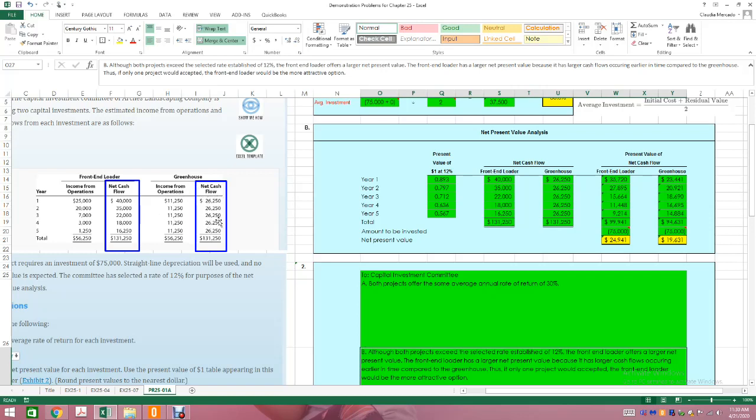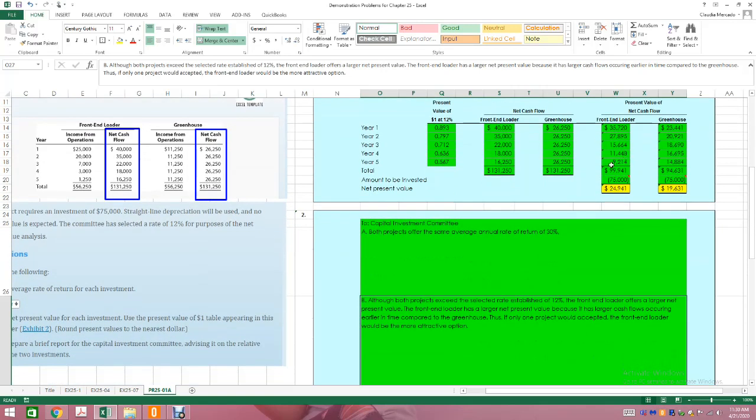Because my greenhouse has steady net cash flows, it doesn't yield me as high a net present value of my cash flows. Both of these are good options, but if I had to choose, I would choose the front end loader as the project I would proceed with investing in for purposes of this project.